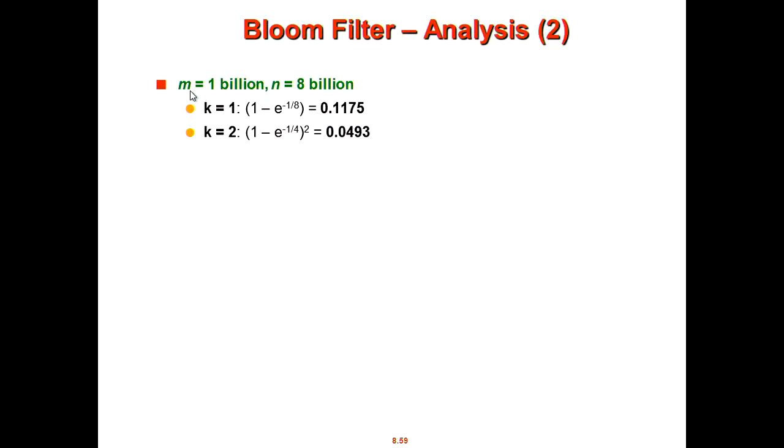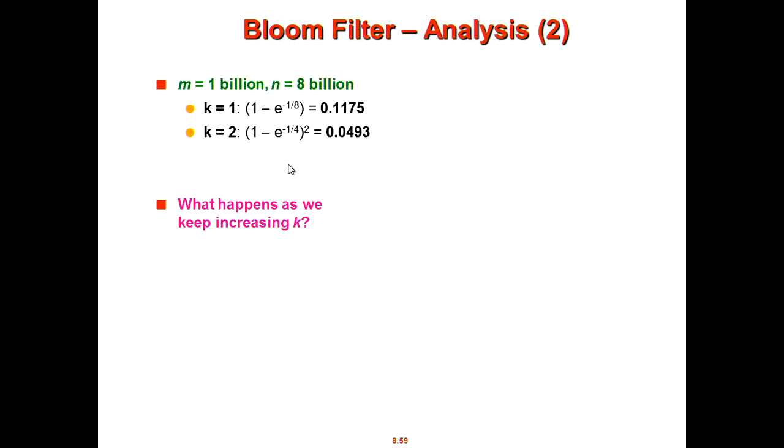So for example, still given 1 billion good email addresses, and 8 billion bits for the bit array. We use one hash function. This is the original value we computed before. If we use 2 hash functions, we can see that the false positive probability has decreased to about 5%, which is much better than the 12%.